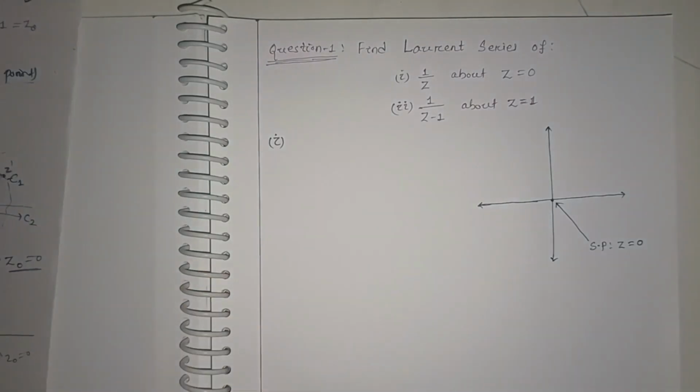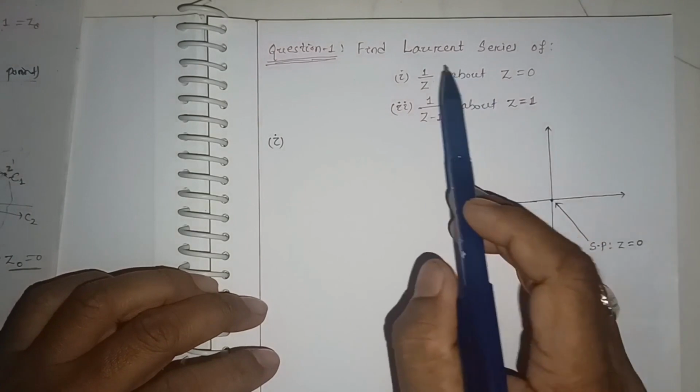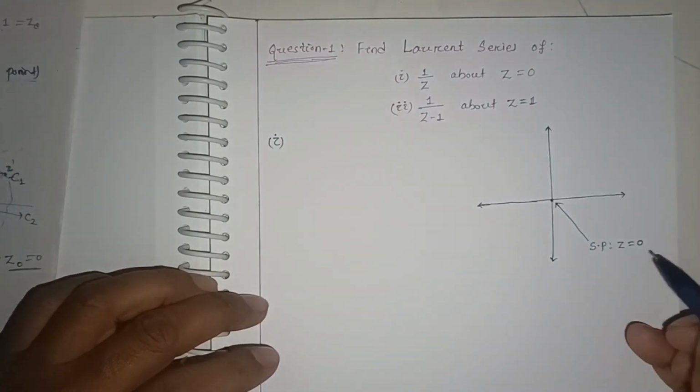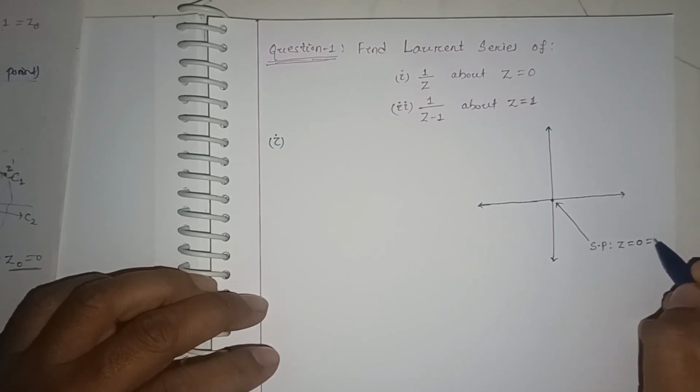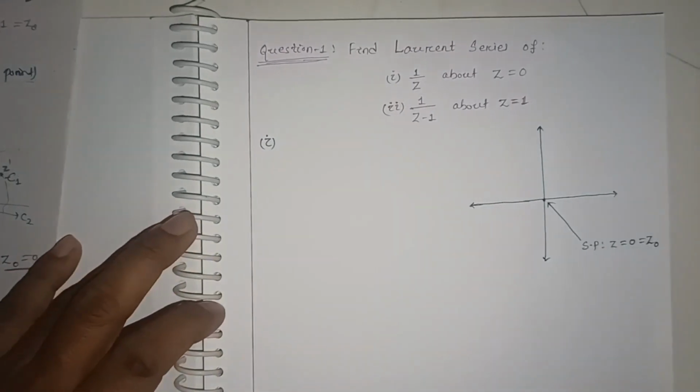In the question, it has been given that we have to find the Laurent series about this point. About this point means about its singular point. So z equal to 0 will be our z0. That means the point about which we need to find the series will itself be treated as z0. Right?